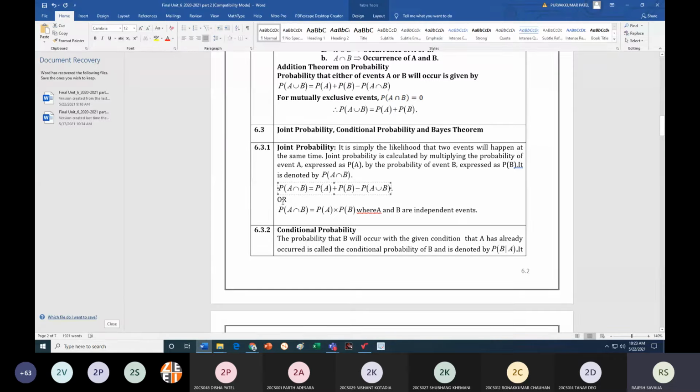Next, if A and B are independent events, then P of A intersection B is P of A into P of B.